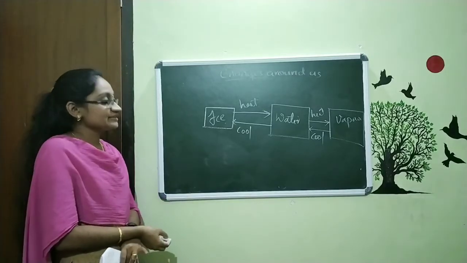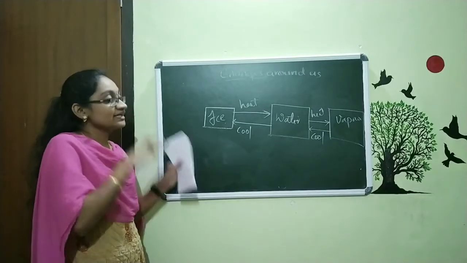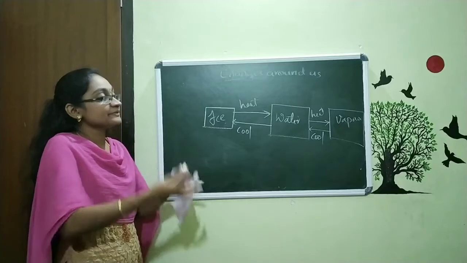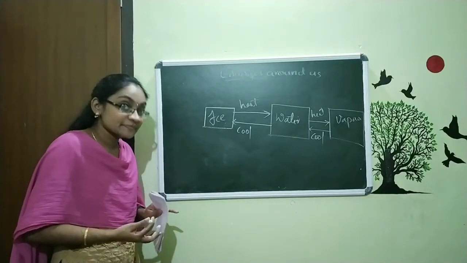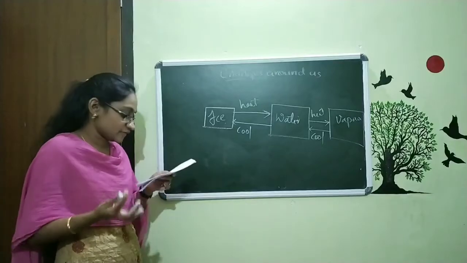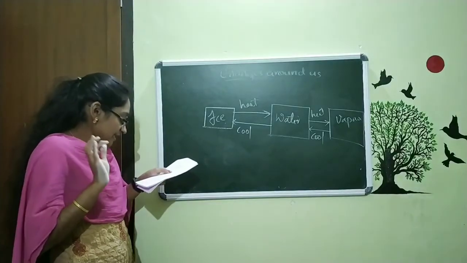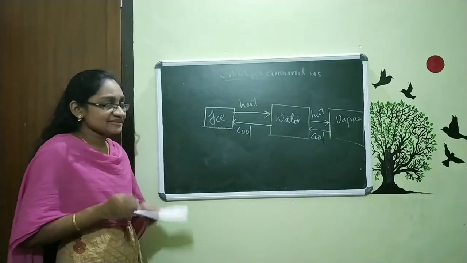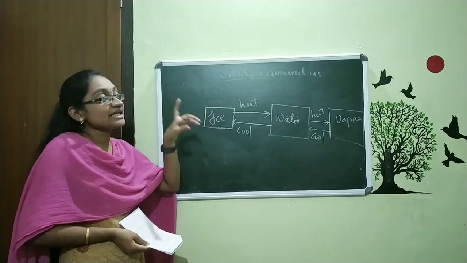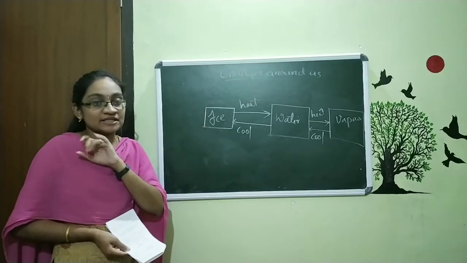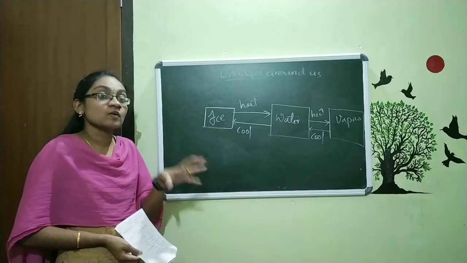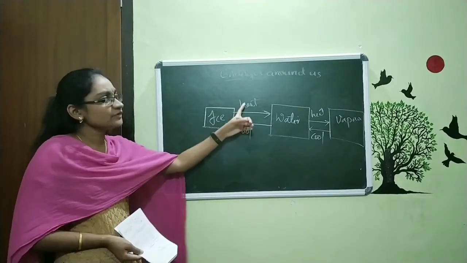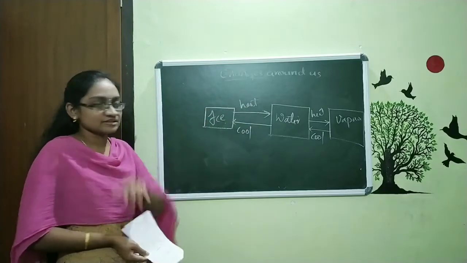So we can say the conversion of ice to water, water to vapor, vapor to water, water to ice, all these things are reversible changes. I already said that when we are heating a substance, there occurs expansion, and when we are cooling a substance, there occurs contraction. Here you can see the heating is there, cooling is there.